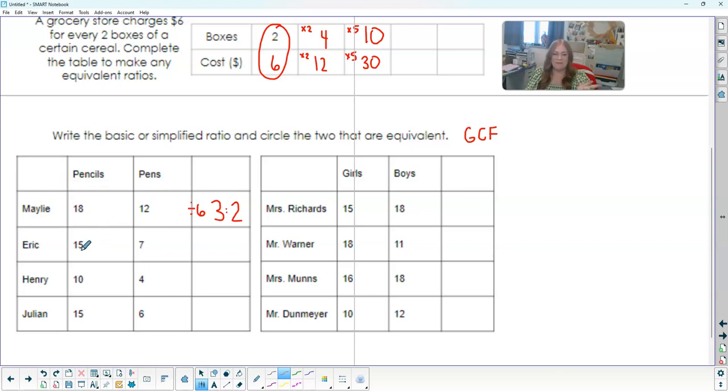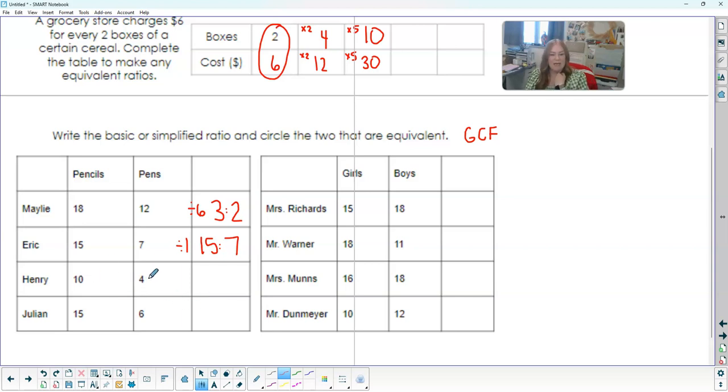Hey, Eric, we have 15 and 7. Can 7 go perfectly into 15? No. 6, no. 5, yes, but it doesn't go into 7 perfectly. 4, no. 3 goes into 15, but not into 7. 2, neither of them are even. The only thing it can be divided by is 1. It is already as simple as it can be. He gets 15 pencils, 7 pens.